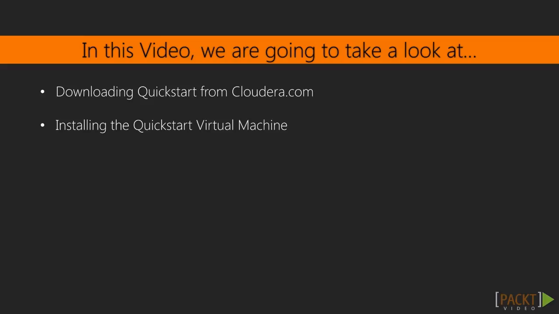For simplicity's sake, Quick Start is a single node install, so we won't need a cluster of servers, but we will need a hypervisor like VirtualBox or VMware ESXi. In this demonstration, I'll be using VMware Fusion on a Mac.